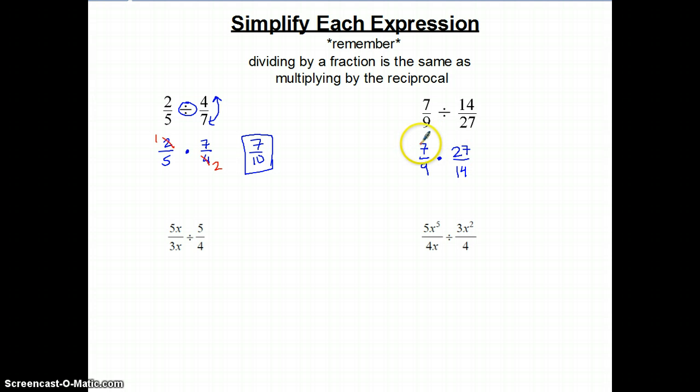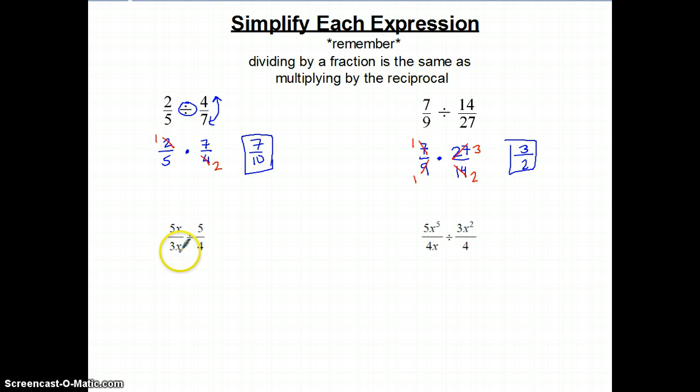Before I multiply, I'm going to reduce as much as possible. 7 becomes a 1 and 14 reduces to a 2. 9 reduces to a 1 and 27 reduces to a 3. Now multiplying across, 1 times 3 is 3 and 1 times 2 is 2 in the denominator.